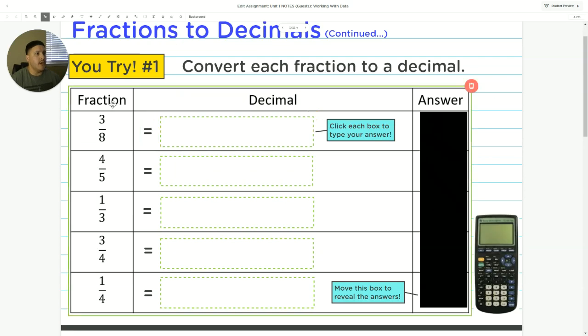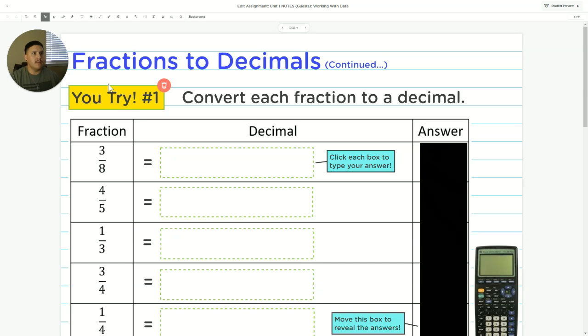For each of these fractions, I would like you to convert them into decimal form. If you are on Class Kick while watching this video, you can also check your answers to make sure you're doing everything correctly. If you type into these boxes, it will tell you immediately after you've finished typing your answer whether you are correct or not. If you would like to try that, go ahead. Otherwise, I'm going to continue on and show you what the answers are.